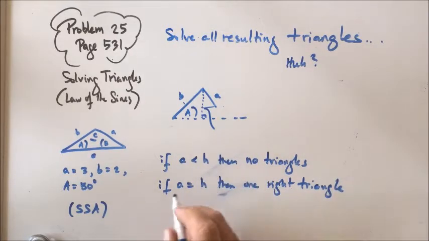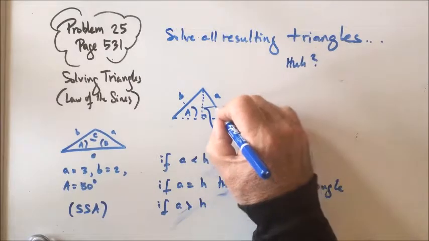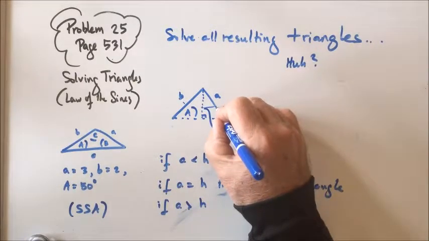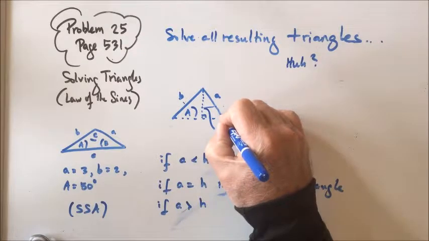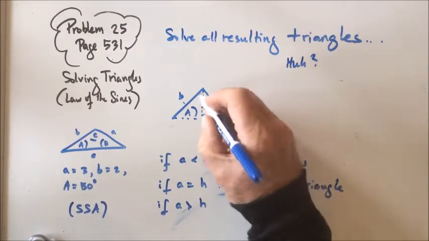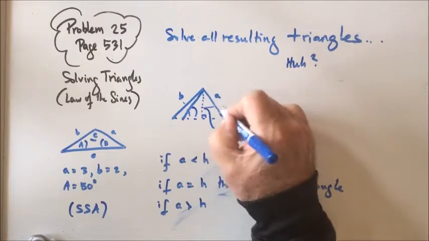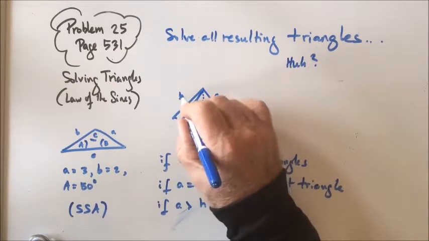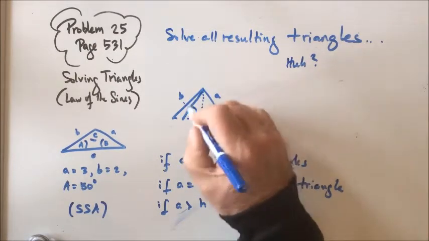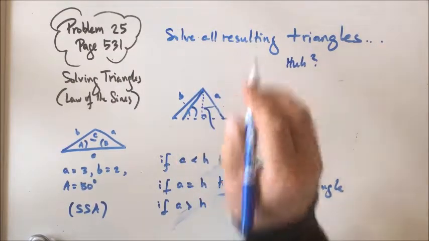What happens if a is greater than h? I'm going to say it: a is greater than h. What happens then? Well, if a is greater than h, so it's maybe this long, then look, you can make one triangle, but you know what? You can make a second triangle. Here's one with angle A, side b, and side a. Here's another one, same angle A, same side b, same side a. Two triangles.